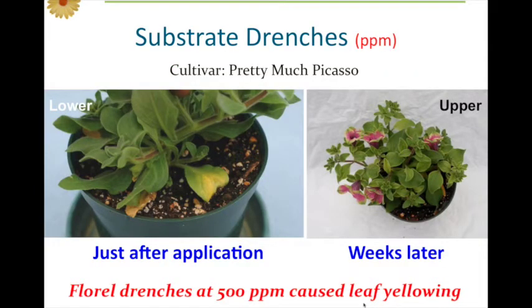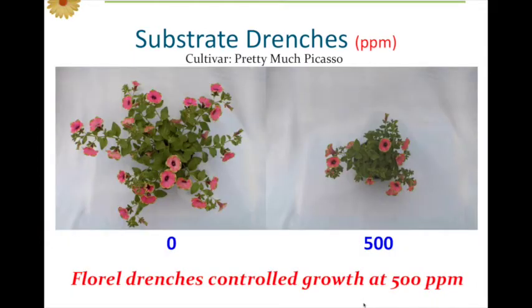So we did some earlier work with Florel, but it's the same with Collate. If you get too high of a rate, you might get some lower leaf yellowing, like on the left, and you can have some upper leaf yellowing if it's a little too high. That was with 500 parts per million. We only really tried one rate initially, and that's a little much on the control side for this plant.